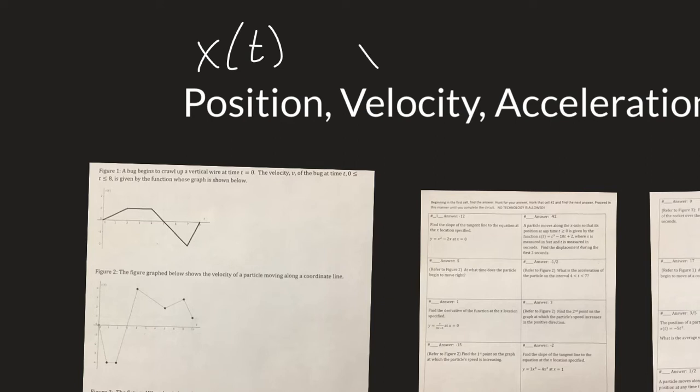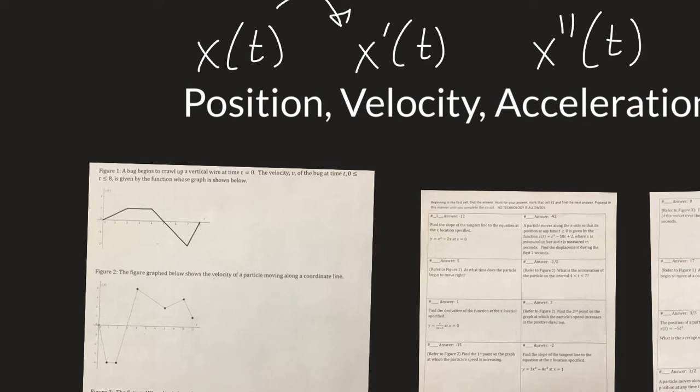So velocity is the derivative of your position function. And then acceleration is the second derivative of your position function. Okay, so position goes to velocity, velocity goes to acceleration. So we just take derivatives more and more if you want to get to something else. Okay, but this isn't really about that.